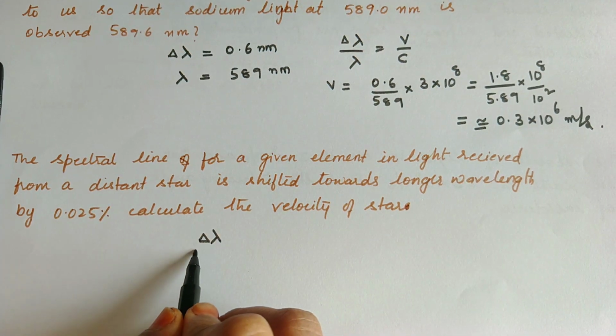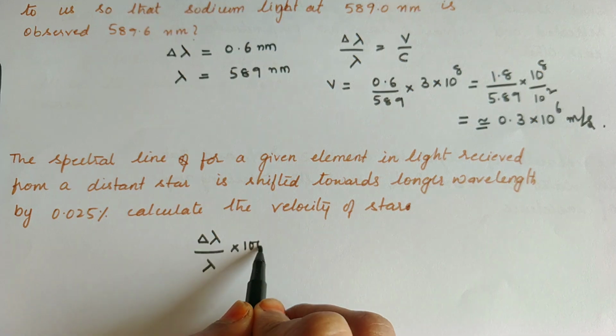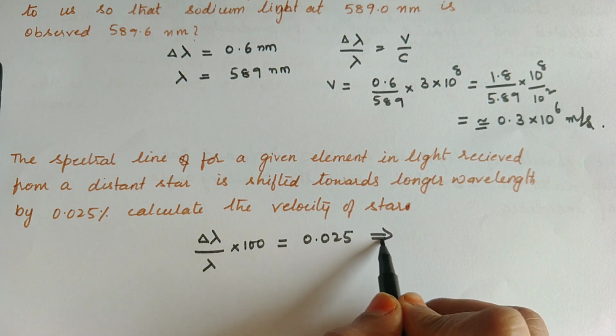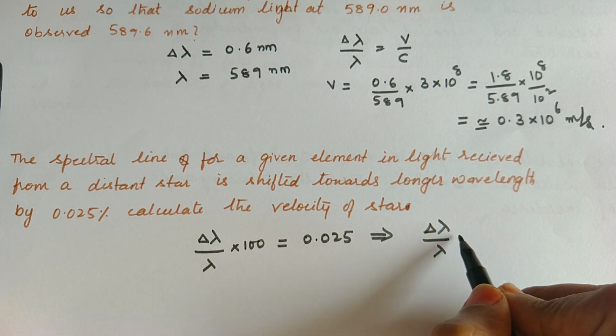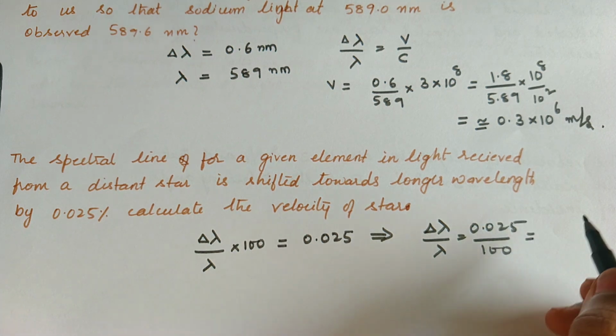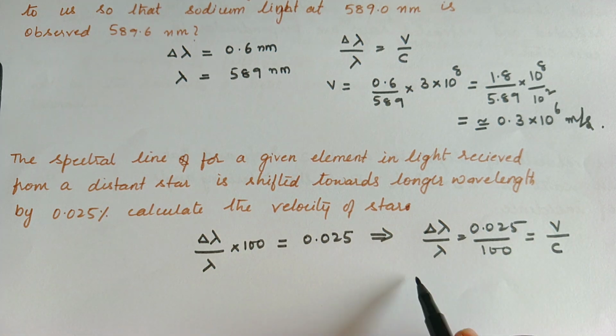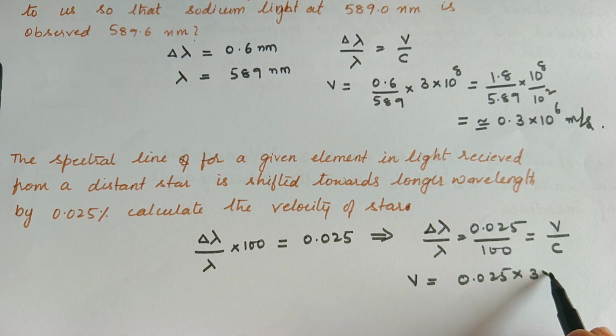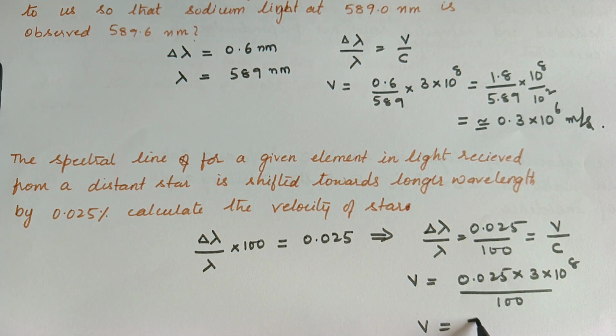So they have given you change in value to original value into 100. The percentage change as 0.025 implies delta lambda by lambda is 0.025 by 100. And we know from Doppler's phenomenon, this should be equal to V by C. So what should be the speed of the star? V is equal to 0.025 into 3 into 10 power 8 by 100, or V is equal to 75 into 10 to the power 5 minus 2. That is 75 into 10 power 3.